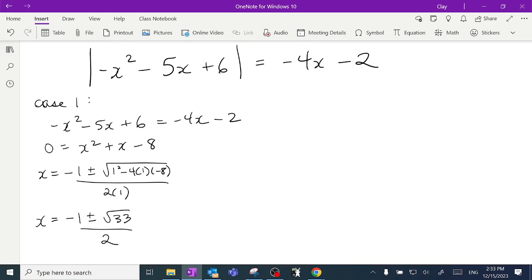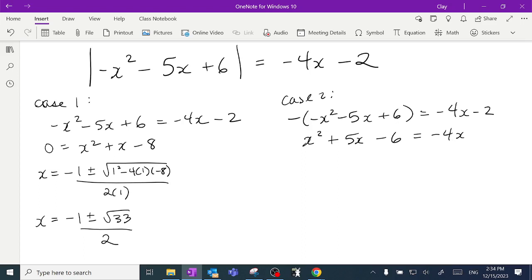Let's see if case two is any nicer. Case two would be that the thing that came out of this absolute value bracket is the opposite, the negative of what's inside the bracket. Usually when I do these, I assign the negative to the other side, but it actually doesn't matter which side of the equation you make the negative. So I'm going to keep it on that side. If I take the negative of this bracket, I get x squared plus 5x minus 6 equals negative 4x minus 2. I'm going to move these two terms to the other side. So I get x squared plus 9x, negative 6 plus 2 is minus 4 equals 0.